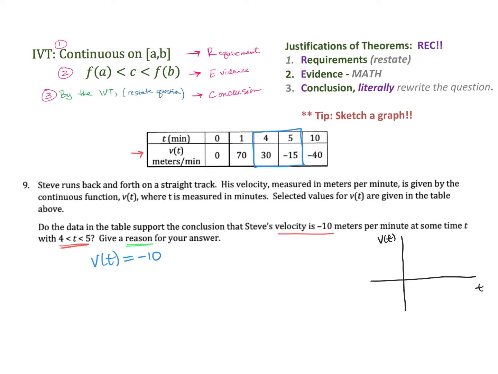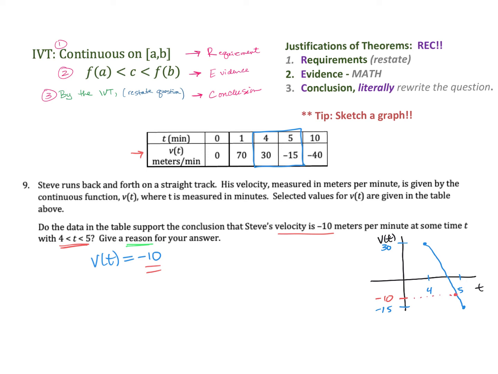are 4, 30. So let's say 4 is here and 30 is way up here. That's 1 point. And the other ordered pair is 5, negative 15, which is going to be down here. And so here's the two pairs. And it's a continuous function again, so we don't know exactly what it does, but we're going to just draw a straight line because we're looking for at least 1. And then our y value on v of t that we're trying to find is negative 10, which is going to be maybe here. So, oh, look, there you go.